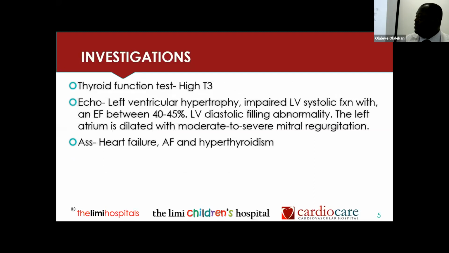The investigations ordered included ECG, full blood count, thyroid function test, echo, and I just listed the important ones. The T3 was elevated. I'll show the ECG later. Then the echo showed left ventricular hypertrophy, left ventricular diastolic dysfunction. The systolic function was impaired, and the left atrium was also dilated with some degree of mitral regurgitation.